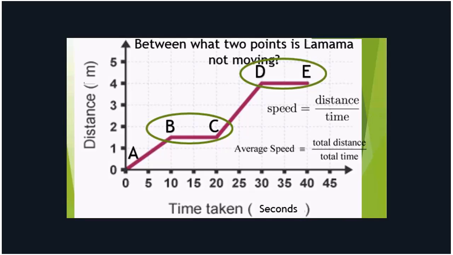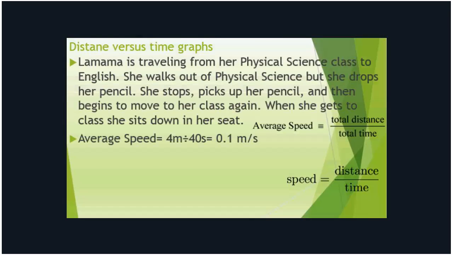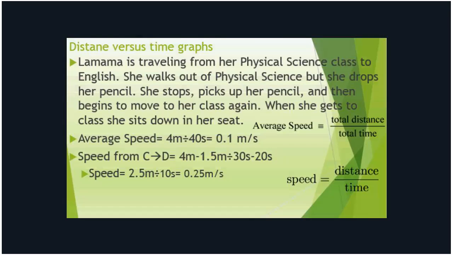Then there's two parts to calculating speed. The other half you need is time. You have to look for her time at D. Her time at D is 30 seconds. Her time at C is 20 seconds. So just like we did for distance, you have to take 30 seconds minus 20 seconds, and that's going to give you 10 seconds. So remember that speed equals distance divided by time. So if you take 4 minus 1.5, you divide all of that by 30 seconds minus 20 seconds. And when we simplify this, we're going to get 2.5 meters divided by 10 seconds. So you should have gotten 0.25 meters per second.